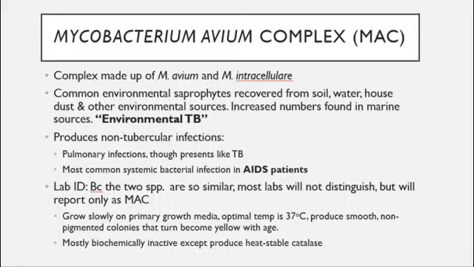As far as lab ID, because the two species are so similar, most labs will not distinguish between the two, but will just report it out as a MAC, or a Mycobacterium avium complex. It grows slowly on primary growth media. Optimal temperature is 37 degrees. Produces a smooth, non-pigmented colony that becomes yellow with age. These are mostly biochemically inactive, except for producing heat-stable catalase.